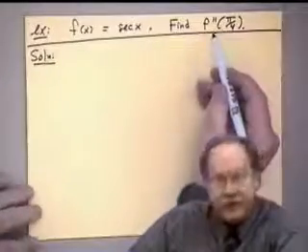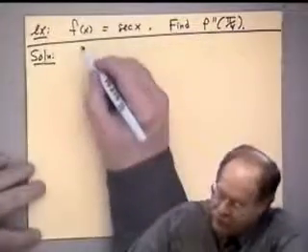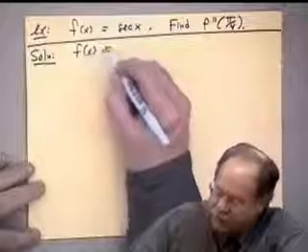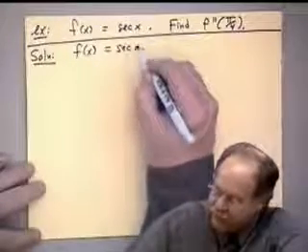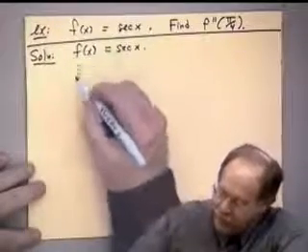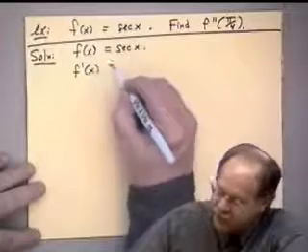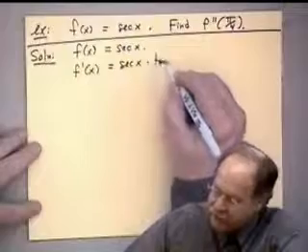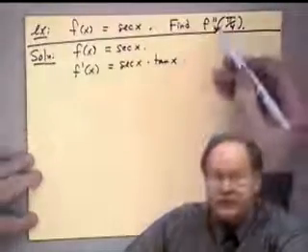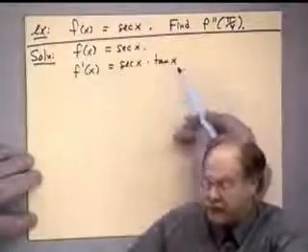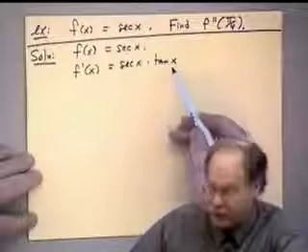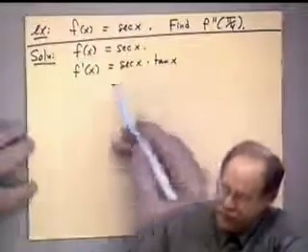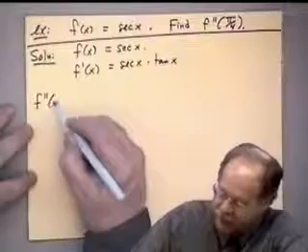Well, we have to get the second derivative, so let's do that first. Here is the original function. Let's write that down for clarity. Secant of x. Then we've already seen on the previous page that the first derivative of the secant function is secant of x times tangent of x. But we're asked for the second derivative, so we need to take the first derivative of the first derivative to get the second derivative.